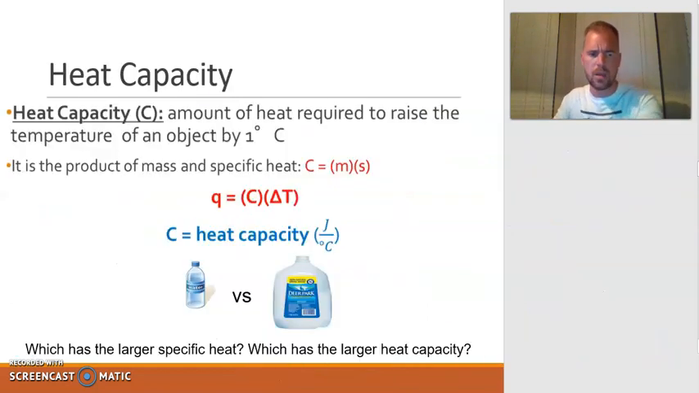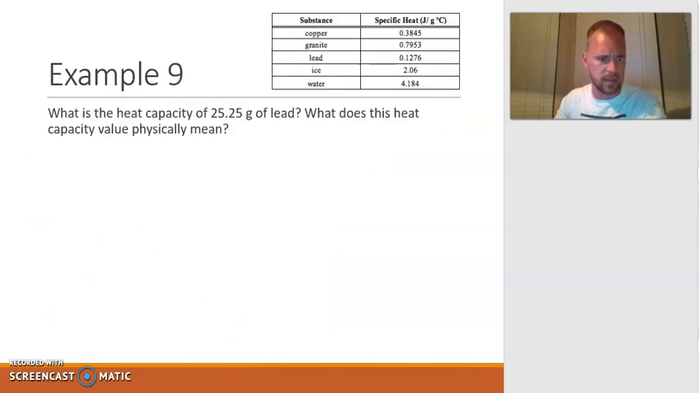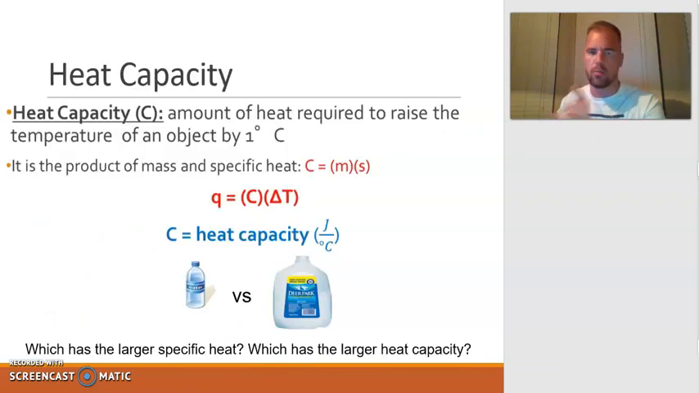Okay? All right. We're going to do a few more examples. We're going to get to example 9, and then that'll be the remainder of this video here. So heat capacity is not the same thing as specific heat, but it's related. Heat capacity is the letter C. The definition for heat capacity is the amount of heat required to raise the temperature of an object by 1 degree Celsius. That sounds really darn similar to specific heat, but there's a key difference.